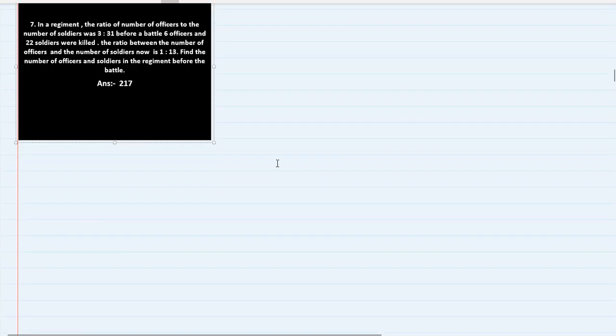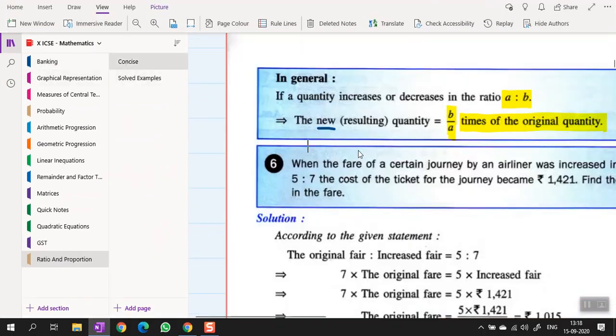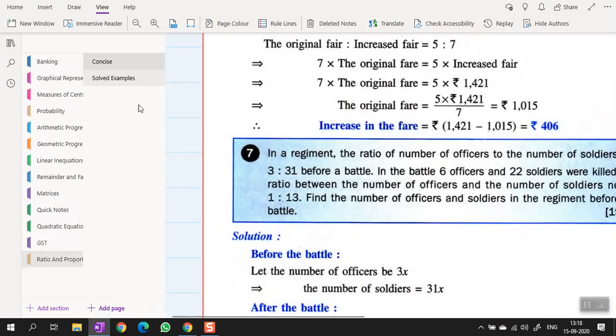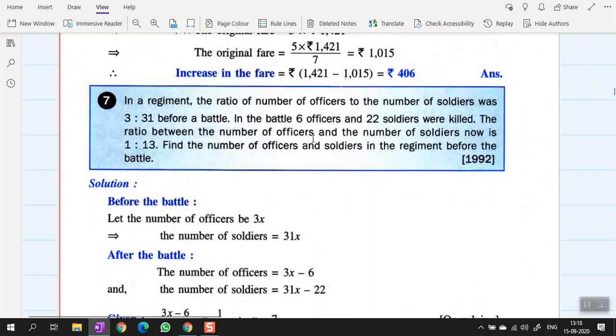In a regiment, the ratio of number of officers to the number of soldiers was 3 is to 31 before a battle. Let me check the question. In a regiment, the ratio of number of officers to the number of soldiers was 3 is to 31 before a battle. In a battle, 6 officers and 22 soldiers were killed.